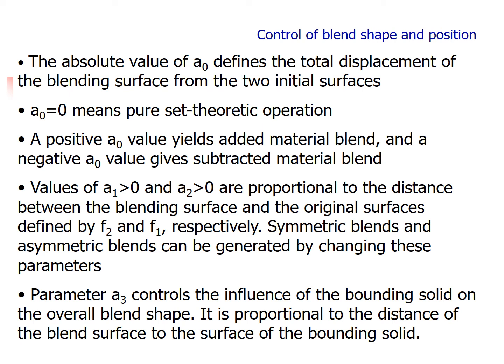Values of A1 and A2 greater than 0 are proportional to the distance between the blending surface and the original surfaces defined by f1 and f2 respectively. Symmetric blends and asymmetric blends can be generated by changing these parameters. Parameter A3 controls the influence of the bounding solid on the overall blend shape. It is proportional to the distance of the blend surface to the surface of the bounding solid.